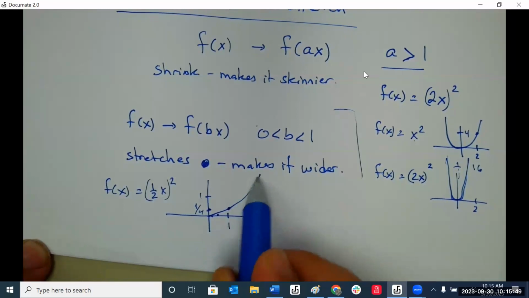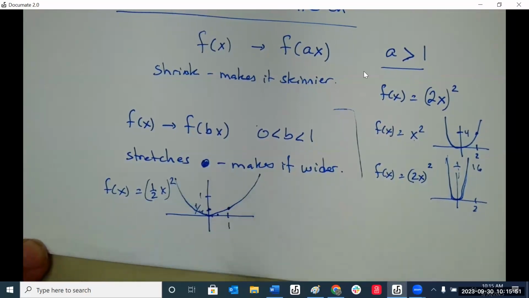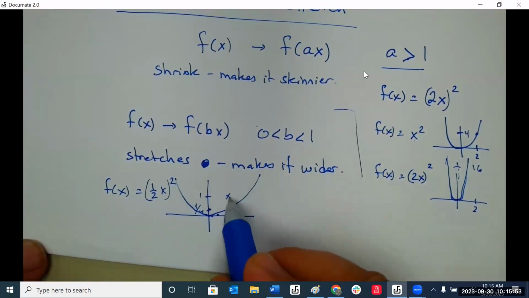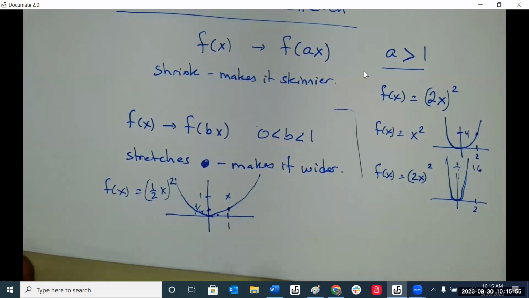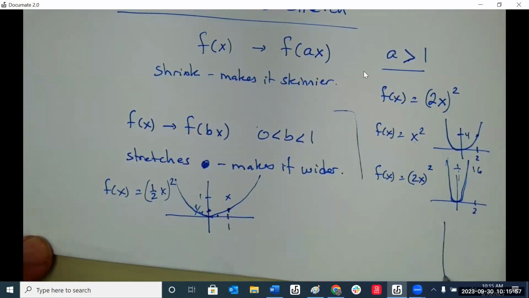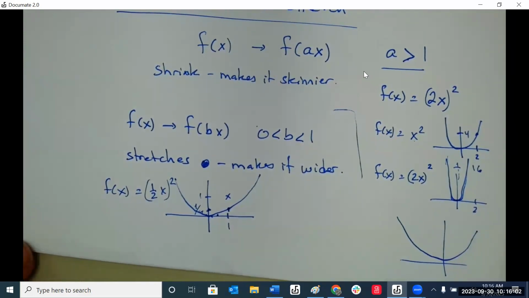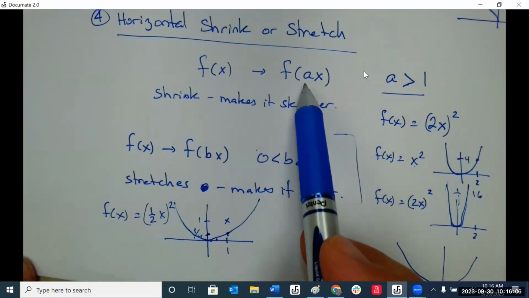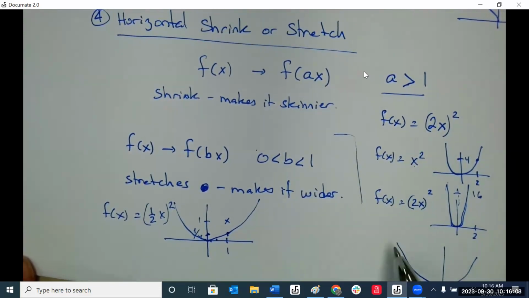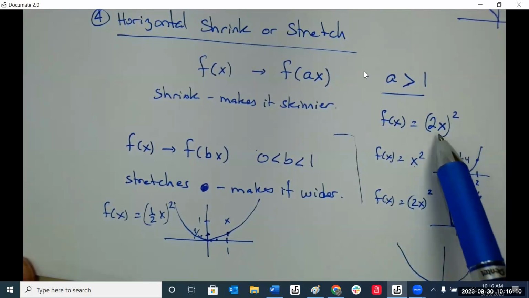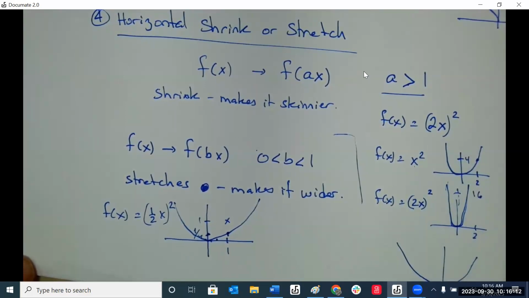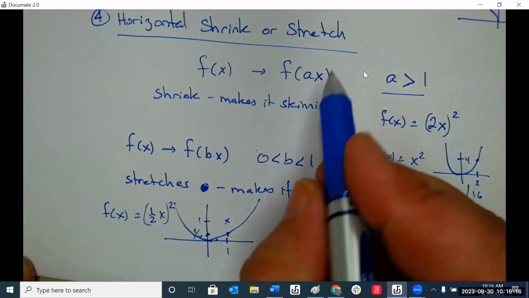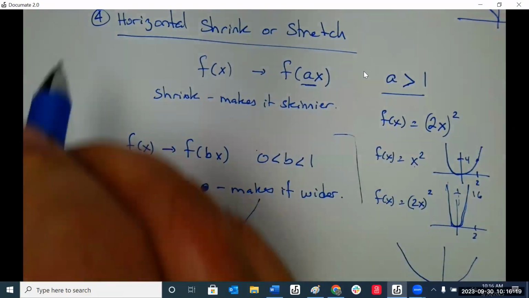So it grows much wider. It used to be here, now it's down here. So the graph would grow much wider. So if you have a coefficient, a fraction in front of your x, it makes it wider. If you have an integer, it makes it skinnier. So far, so good. So that's happening inside the parentheses.